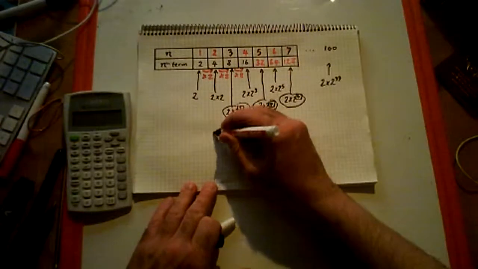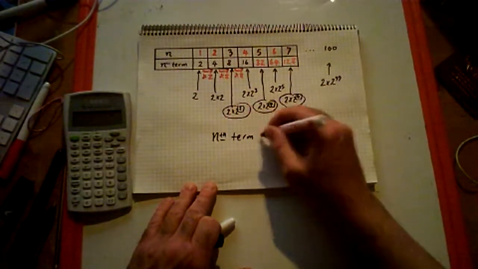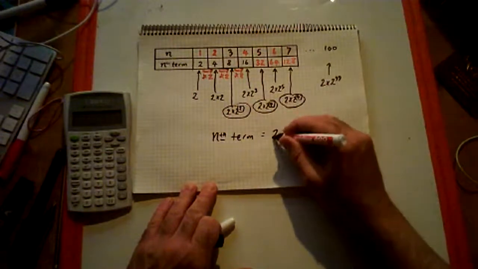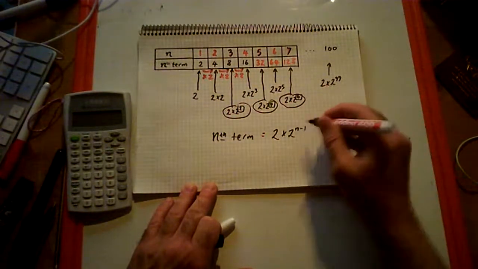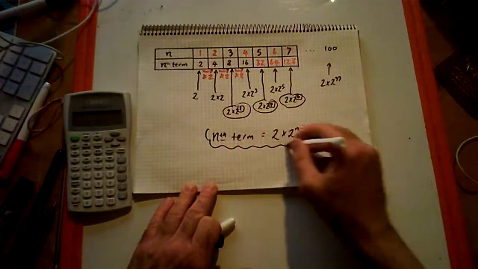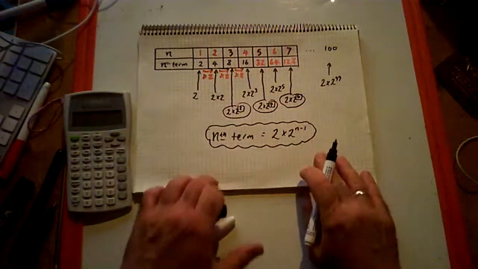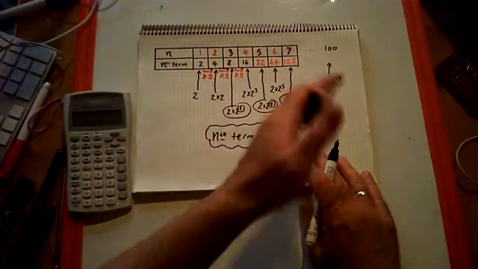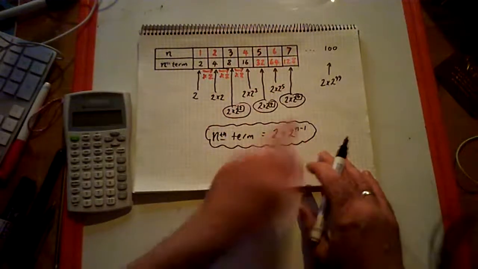And in general, the nth term is going to be 2 times 2 to the power of n minus 1. So that gives us a rule where we can work out any term in the sequence, and you don't need to work out all of the previous terms. You just need to know what the position is in the sequence.